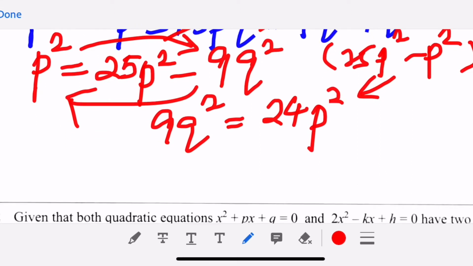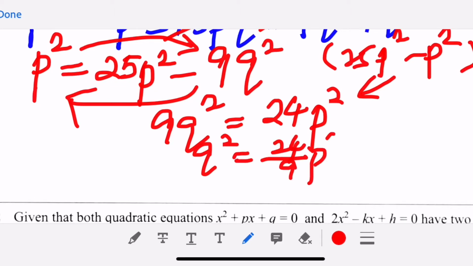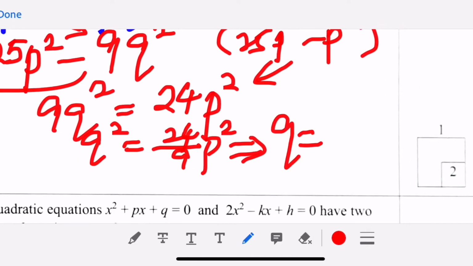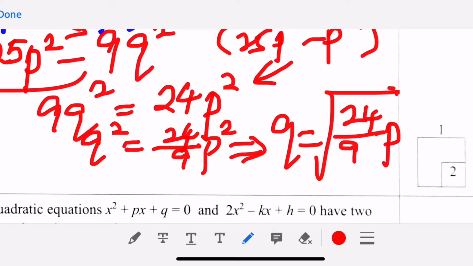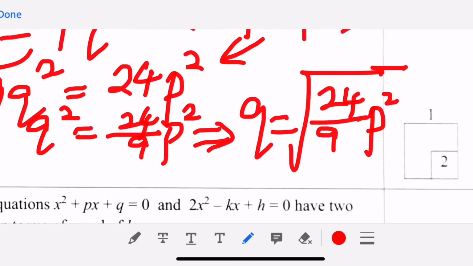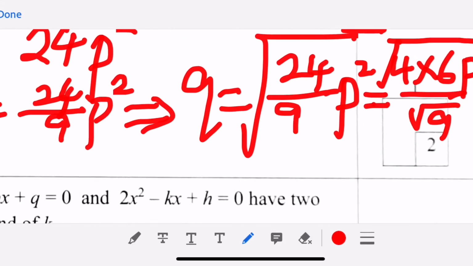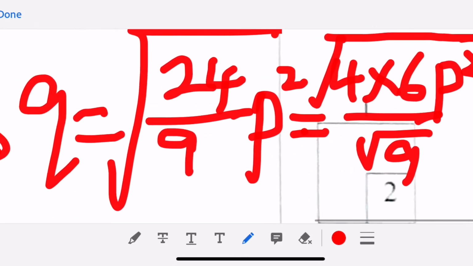We still haven't reached there yet. q squared is 24 over 9 p squared, and then you need to square root, because the question says q in terms of p. So you have the square root of 24 over 9 p squared, and you have to simplify further. Square root of 24 is square root of 4 times 6, which is a surd. You know surd, S-U-R-D? For Form 4 KSSM students, you should know surd.